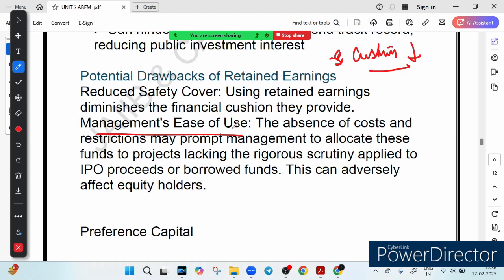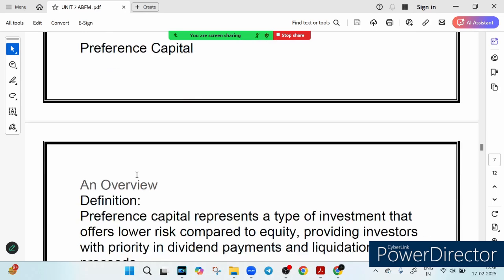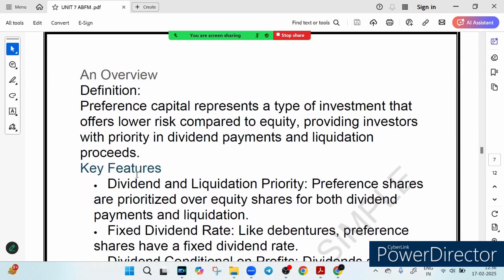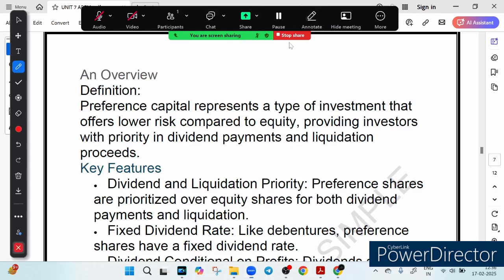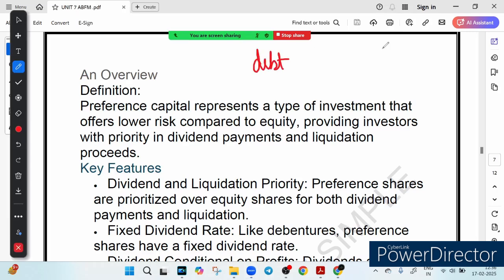This is important part. Now let's talk about the preference capital. So now we know accrued capital, what it is, what is the meaning of retained earning. Let's talk about so-called preferential capital. Ever heard of an investment that is safer than equity but riskier than debt? So let's say this is the debt, this is the equity, and there is an investment which lies between these two. This is safer than equity but riskier than debt. So that is called preference capital.